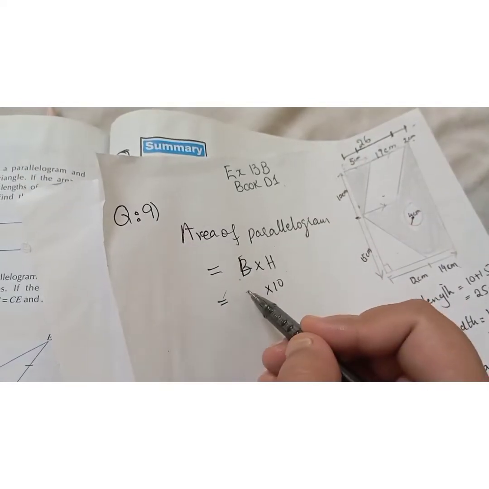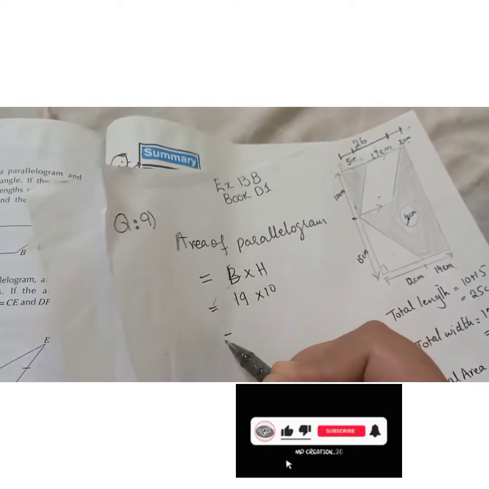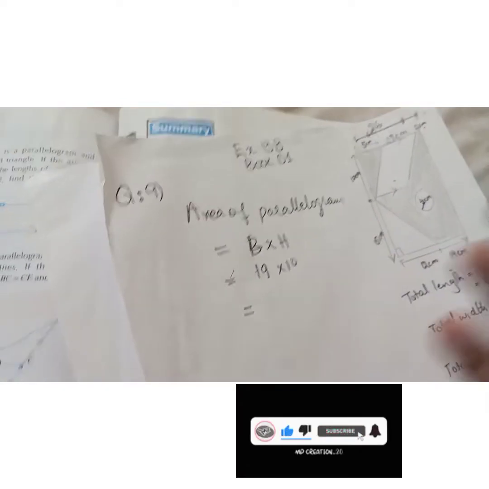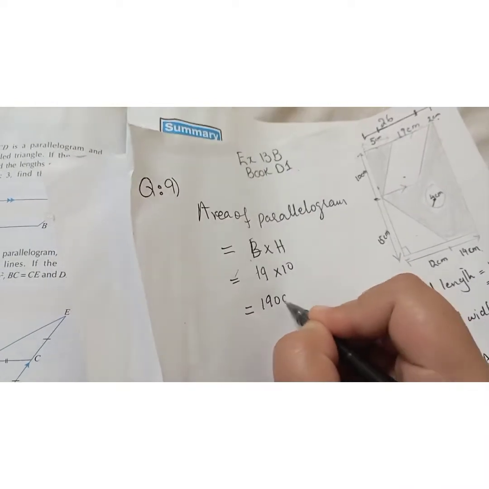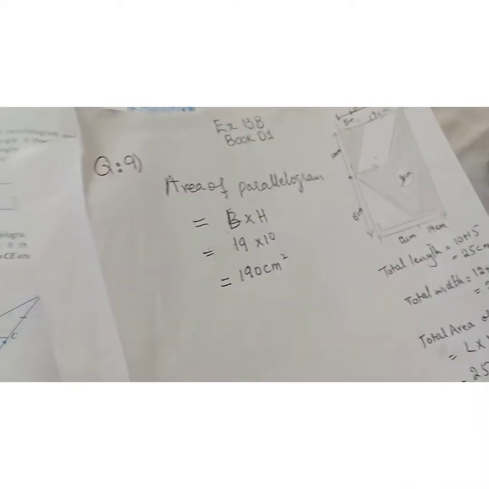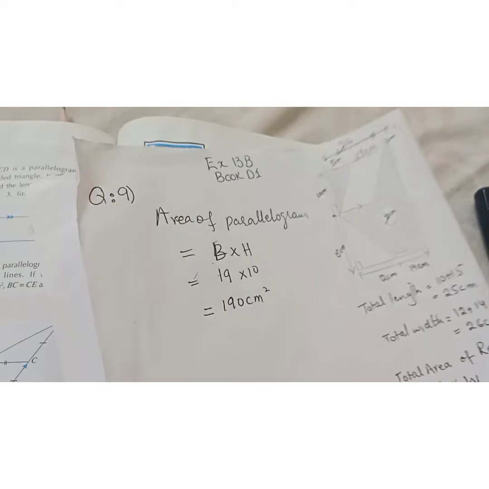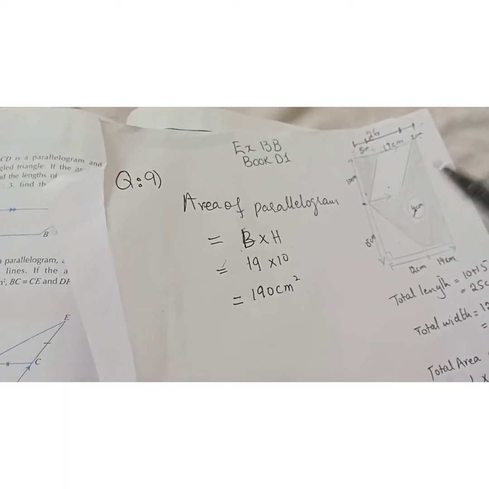So we will multiply this 19 with 10, and the area of this parallelogram will be 190. Again, the unit is centimeter square. Now let's move on to the triangle. Again, the triangle formula is similar.